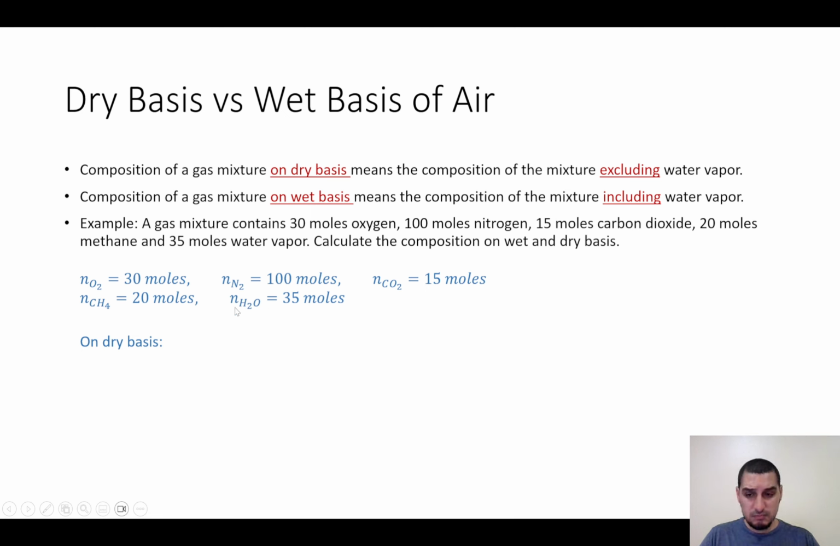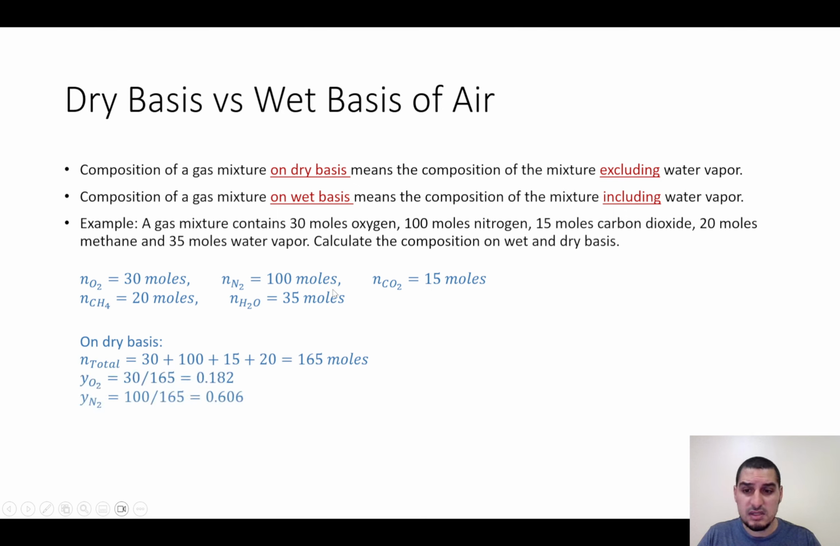So the composition, which is the mole fraction, is the number of moles over the total number of moles. So it's going to be the sum of all these number of moles except the water vapor. So these are the mole fractions. You divide each one of these numbers by the total number of moles.